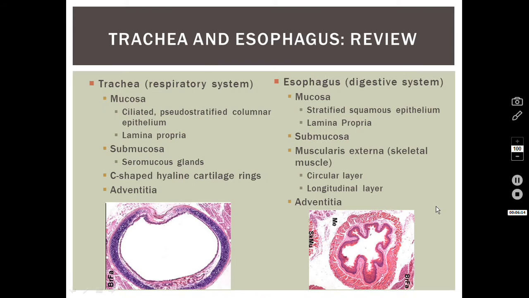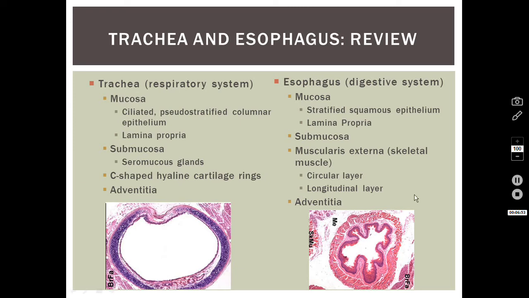So just to review and sum up, the trachea is part of the respiratory system. We have ciliated pseudostratified columnar epithelium in the mucosa, with a little bit of lamina propria connective tissue underneath that. We have seromucous glands in the submucosa. We're creating lots of mucus, lots of phlegm that helps trap dust particles and keep it out of the bronchi and the alveoli below the trachea. Then we have our C-shaped hyaline cartilage rings, and then our adventitia.